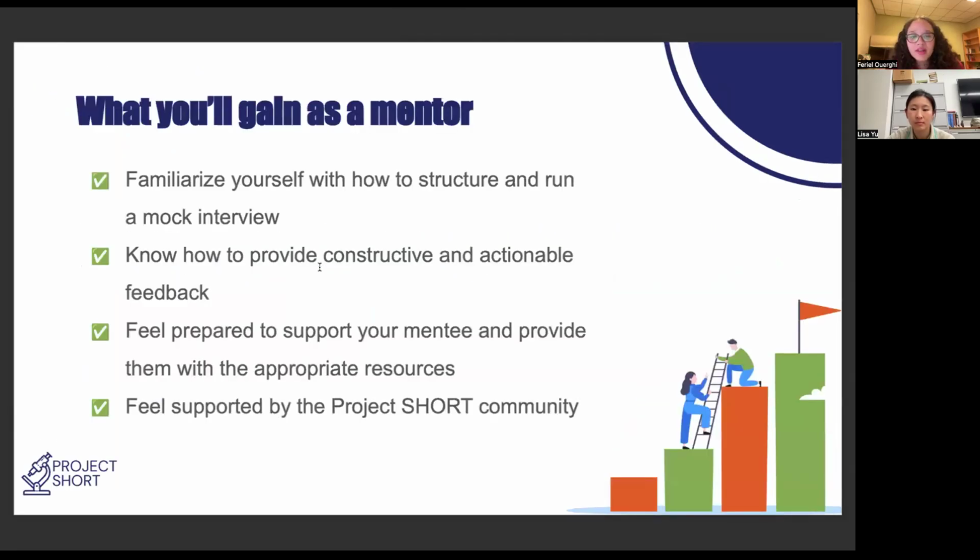So what we're hoping that you'll gain today as a mentor is that you'll become more familiar with how to structure and run a successful mock interview, how to provide constructive and actionable feedback to your mentee, and to hopefully feel prepared to support them and provide them with the appropriate resources. And I'd say the eventual goal is that you also feel supported by the Project Short community and that you feel like you can turn to us for any questions or any advice.